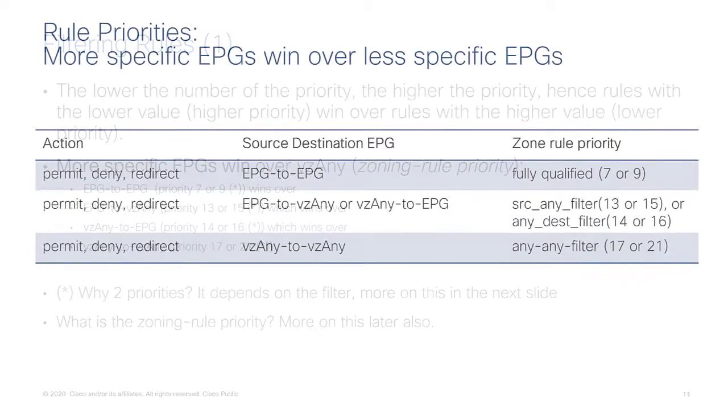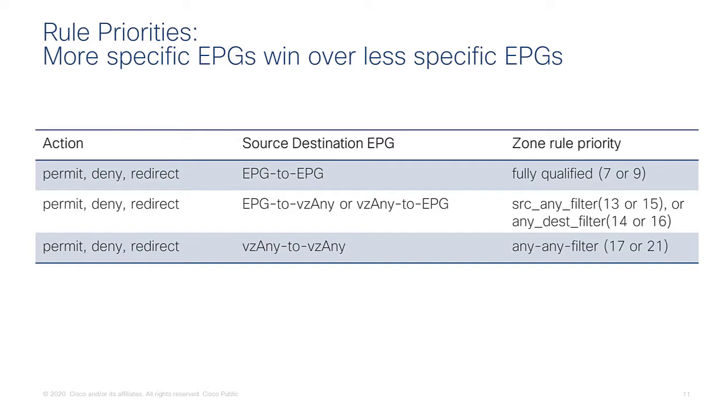Okay, so again, EPG to EPG wins over the other combinations, the highest priority being EPG to EPG, the lowest being vzAny to vzAny, and in between you have the rules of EPG to vzAny and vzAny to EPG.